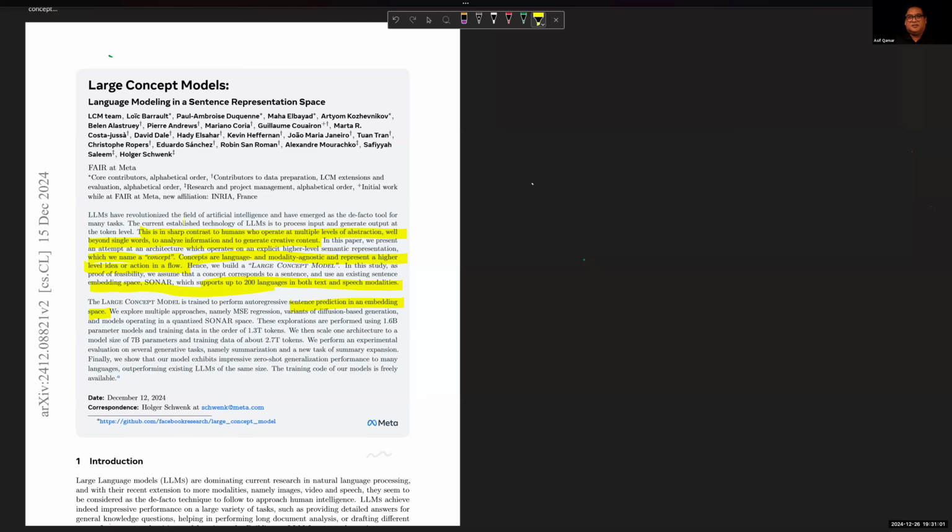I suppose it must have been the computational feasibility to prototype this idea, to check out the feasibility of the idea. So this is sort of the early research breakthrough, I would say. We perform an experimental evaluation on several generative tasks, namely summarization and a new task of summary expansion, so the opposite of summarization. So finally, we show that our model exhibits impressive zero-shot generalization performance to many languages, outperforming existing LLMs of the same size.